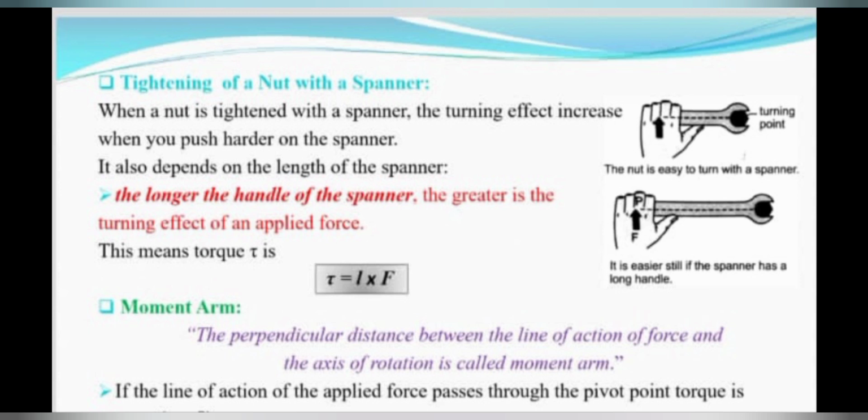This means torque. Torque equals L times F vector. The moment arm: the perpendicular distance between the line of action of the force and the axis of rotation is called the moment arm. If the line of action of the applied force passes through the pivot point, torque.